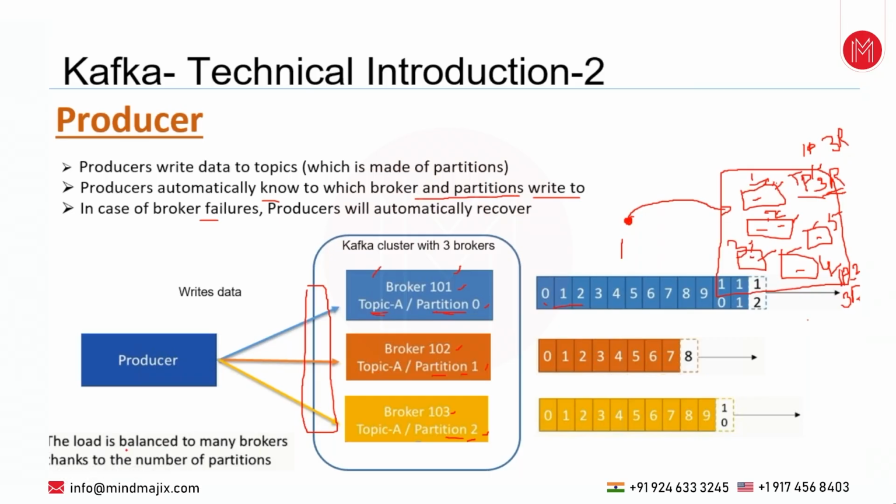Okay, see? So the load is balanced across many brokers, thanks to the number of partitions. As we have a number of partitions, Kafka will decide, okay, this partition is free, so the message should go here. Or this partition is now free, so the message should go here. That will be internally decided by Kafka.